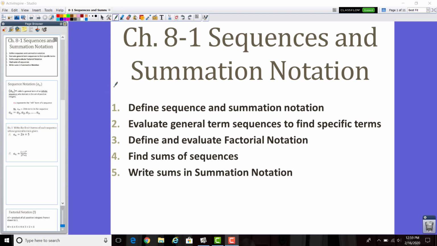what its parts are. We're going to evaluate what we call a general term for a sequence, and that will allow us to find the value of specific terms in the sequence. We'll talk about what factorial notation means and then use that in sequences, and then finally we will find sums of sequences using summation notation, and then in fact write backwards summation notation.